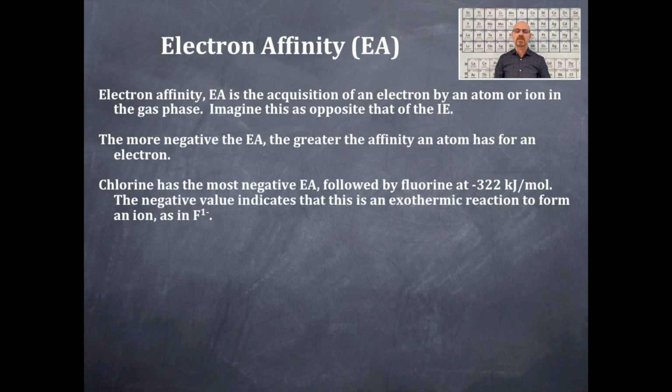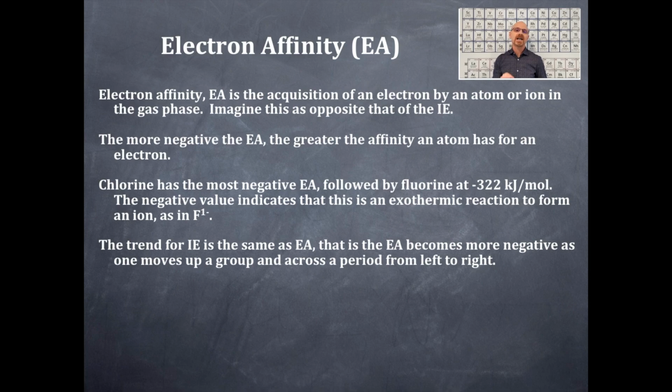Okay, chlorine has the most negative electron affinity, followed by fluorine at negative 322 kilojoules per mole. The negative value lets you know that this is an exothermic reaction to form an ion of fluorine, which would be a fluoride ion of a 1- charge because it's a halogen.